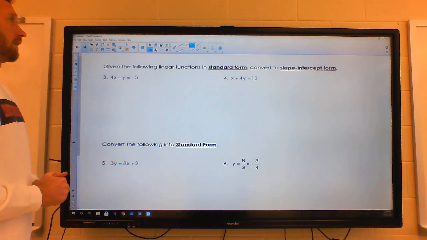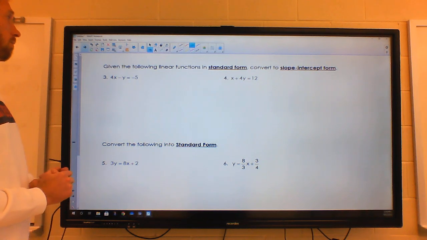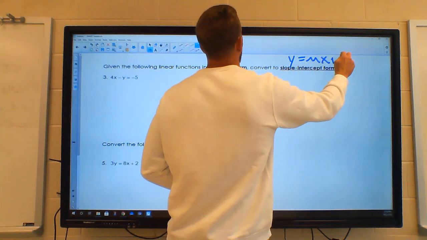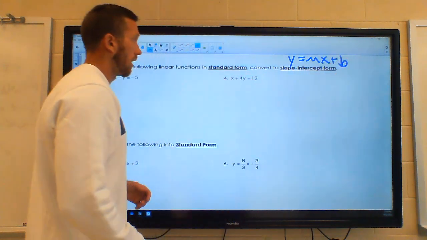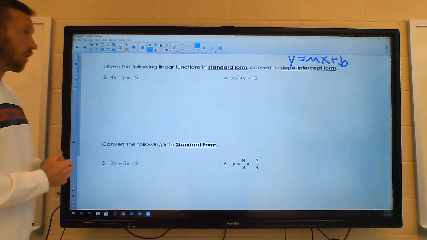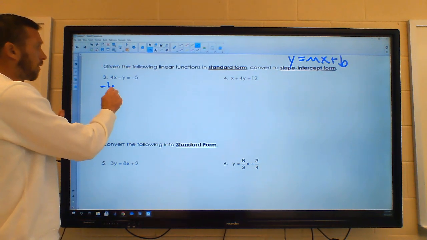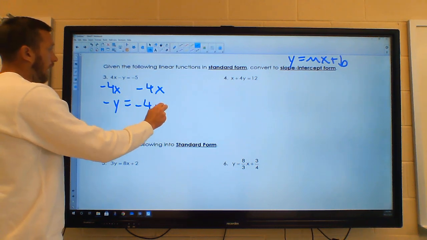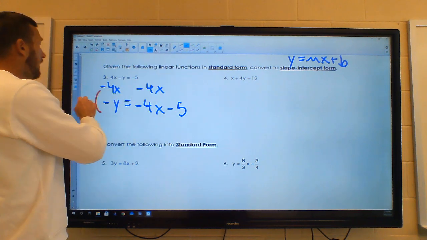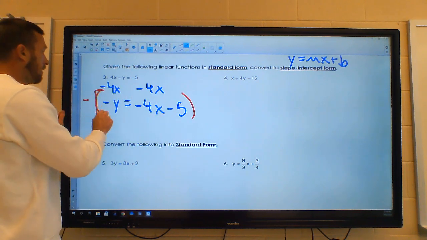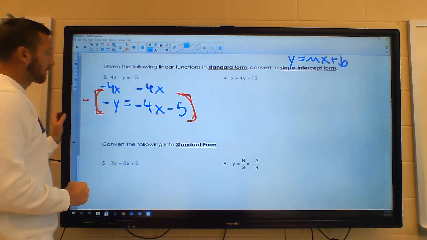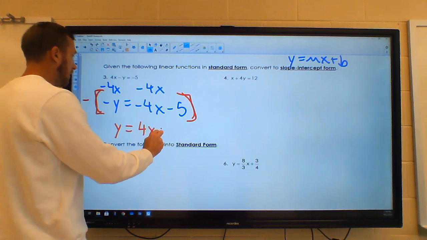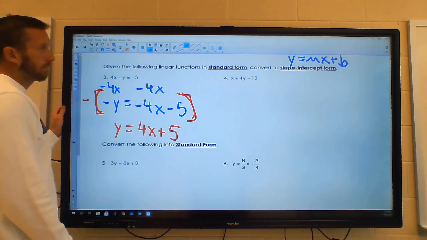Okay, so given the following linear functions in standard form, convert them to slope-intercept form. So basically, our goal is to make this y equals mx plus b at the end of the day. So we want to isolate for y. That's basically what we're going for. All right, so move the 4x over for question 3. So we've got negative y equals negative 4x minus 5. We're going to negate the entire equation. I guess we would use brackets for that since it's across an equal sign. Negate the entire equation. So we've got positive y equals 4x plus 5. That's the answer for question 3.